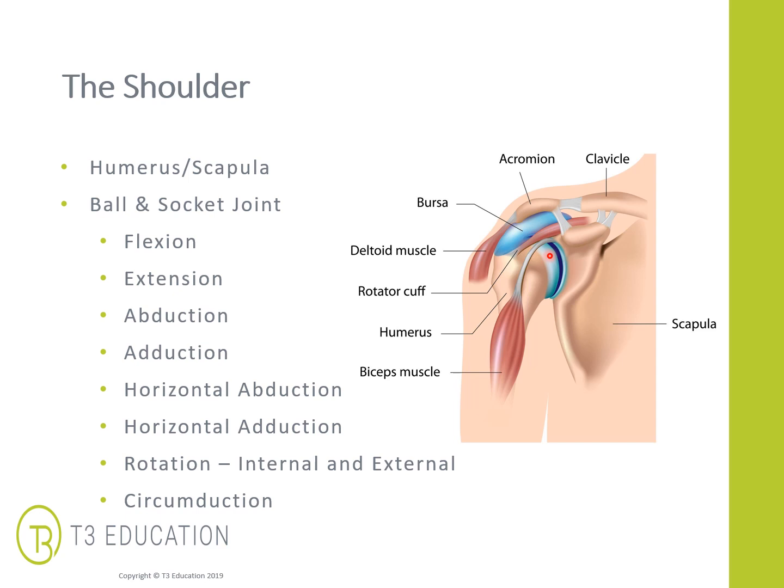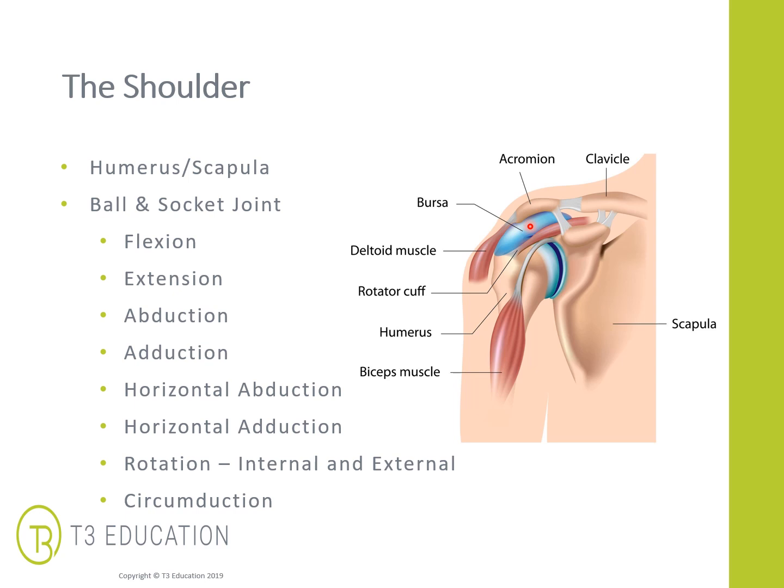There are a number of key ligaments and also bursa. There's a subacromial bursa, which is located inferiorly to the deltoid and the acromion process. And there's also a subscapular one, which is located between the subscapularis tendon and the scapula, and it helps to reduce the wear and tear on the tendon during movement.